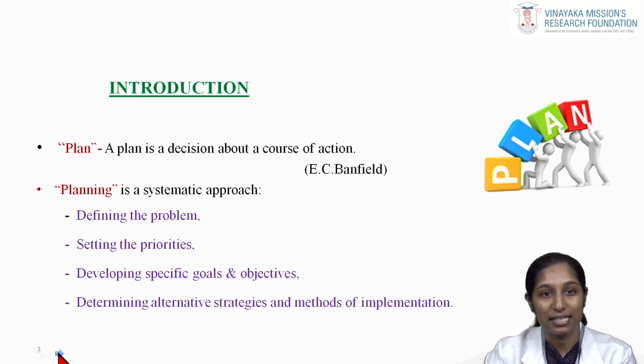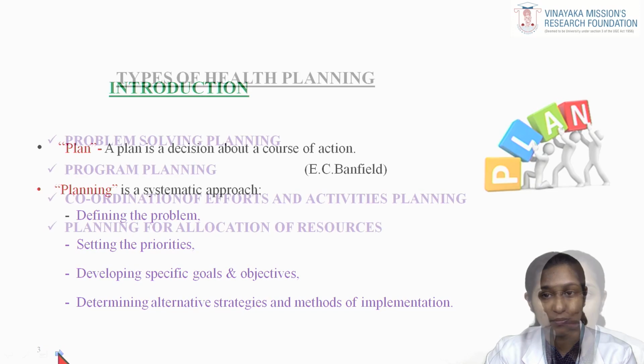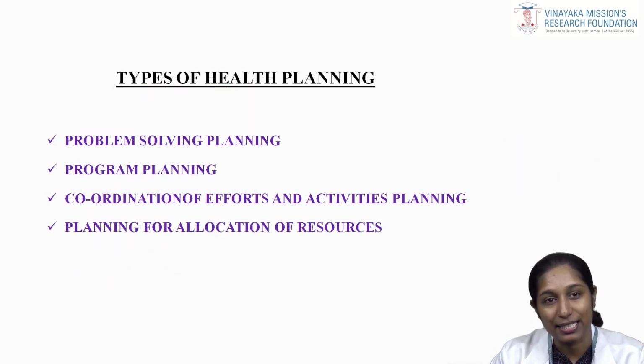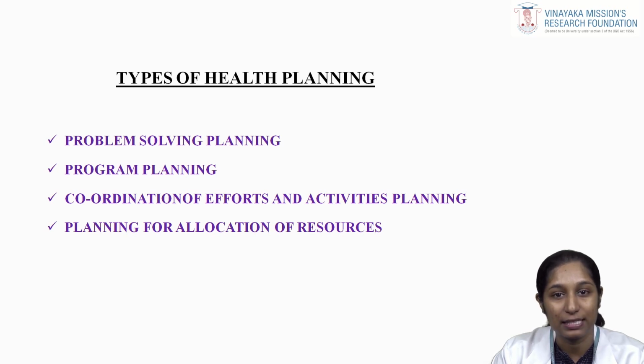To define, planning is a systematic approach defining the problem, setting the priorities, developing specific goals and objectives, determining the alternative strategies and methods of implementation. And as given by E.C. Benfield, a plan is a decision about a course of action. Similarly, when it comes to the health sector, health planning is the process of defining community health problems, identifying the unmet needs, surveying the resources to meet them, establishing the priority goals that are feasible, and projecting administrative actions to accomplish the purpose of the proposed program.